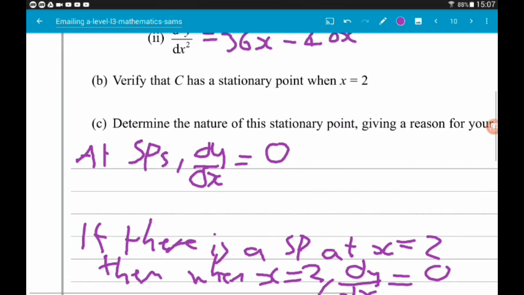Then part C wants us to determine the nature of the stationary point, giving a reason for our answer. This is where the second derivative comes in handy. If the second derivative at this point is negative, then we're dealing with a maximum. If it is positive, then we are dealing with a minimum. If we get 0, then we have to get a little bit clever, but I don't think we're going to.